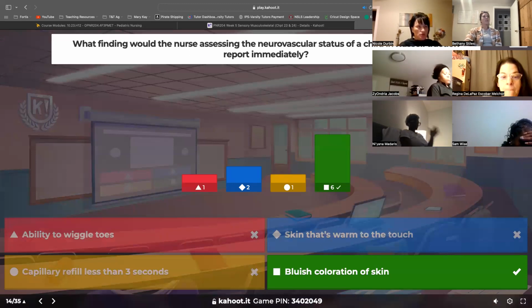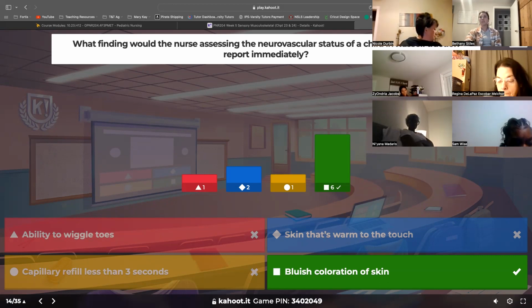What finding should the nurse assessing the neurovascular status of a child in Russell's traction report immediately? That's going to be that bluish coloration of the skin. So we've got decreased perfusion if our extremity is blue.